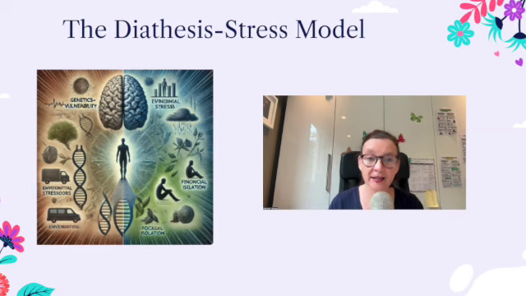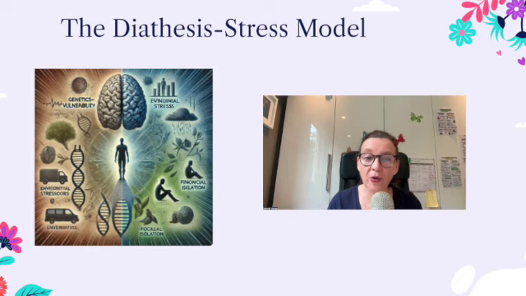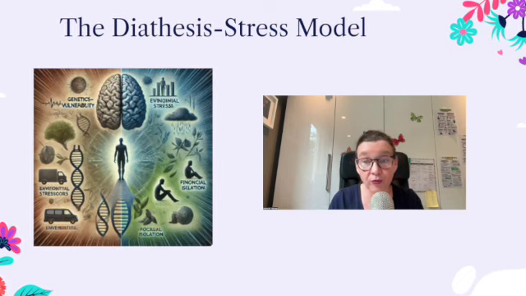So think of it as seed and soil. The genetic predisposition is the seed, but the disorder only grows if the environment provides the right or wrong conditions.